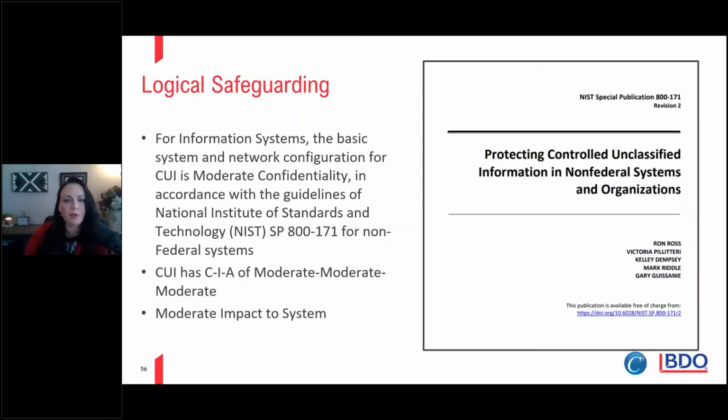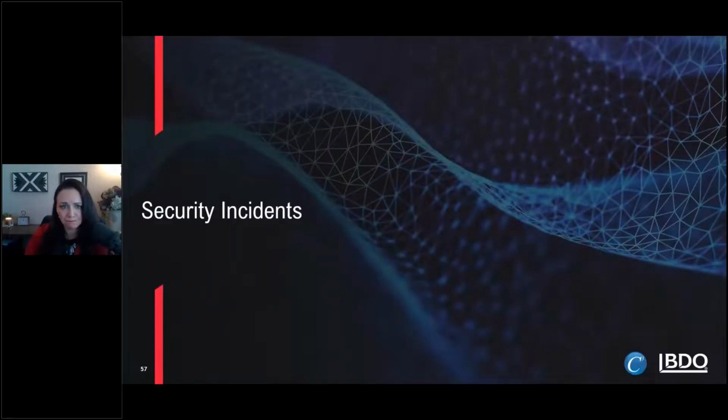Logical safeguarding, we've gone over that. The NIST SP 800-171 for non-federal systems, we typically abide by CUI having a confidentiality, integrity, and availability of moderate, with moderate impact to the system. If you don't know what that is, come see us and we'll talk about risk assessments and how we perform them for your system. It abides by the moderate confidentiality specifically for CUI.